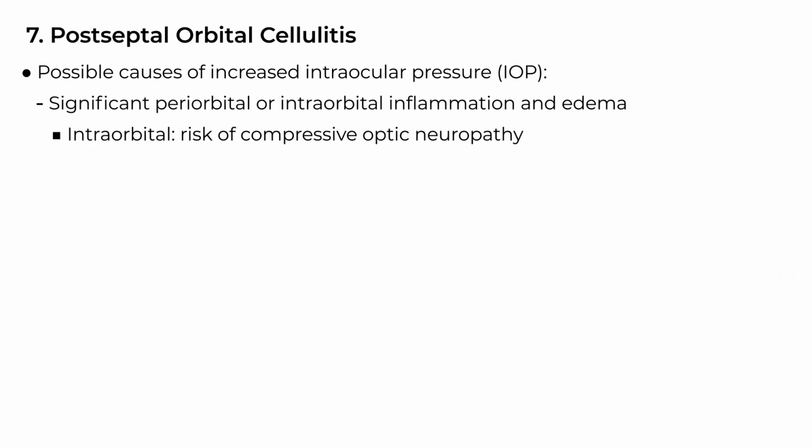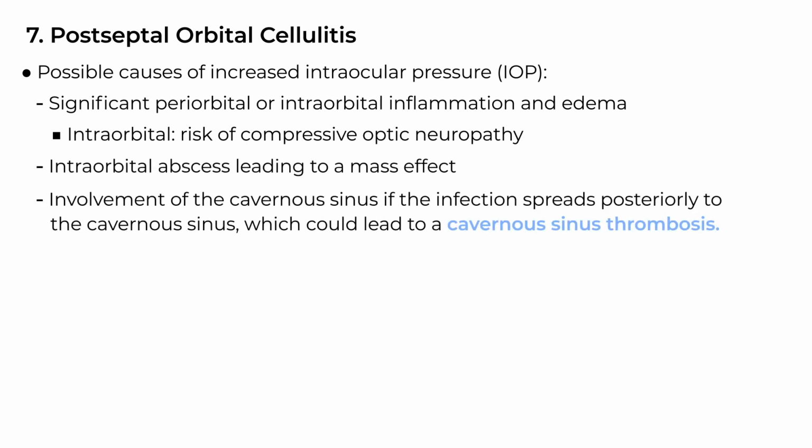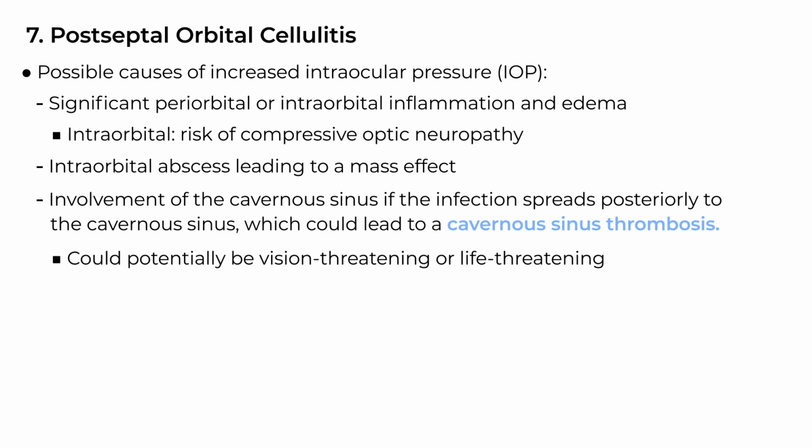And if there's a significant amount of edema within the orbit, which is a closed space, that can lead to a risk of compressive optic neuropathy. It can also be caused by an intraorbital abscess that's leading to a mass effect, as well as involvement of the cavernous sinus. So if the infection spreads posteriorly to the cavernous sinus, that could lead to a cavernous sinus thrombosis, which could potentially be vision-threatening or life-threatening.